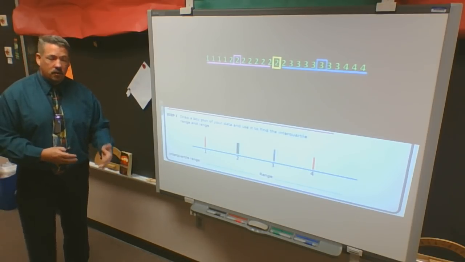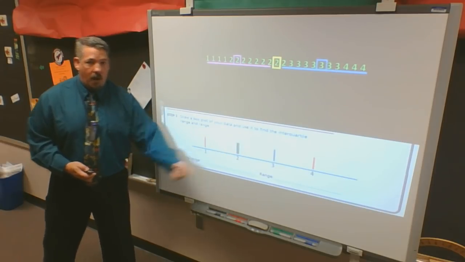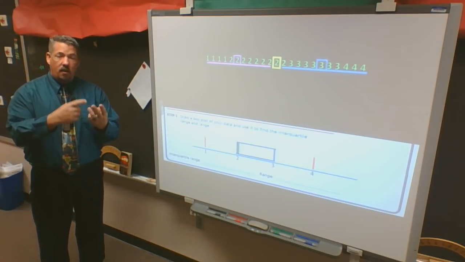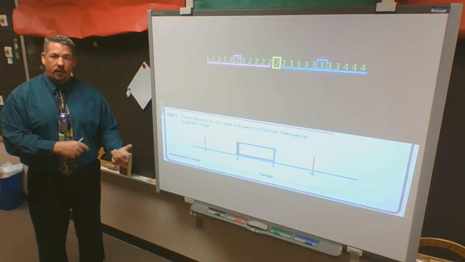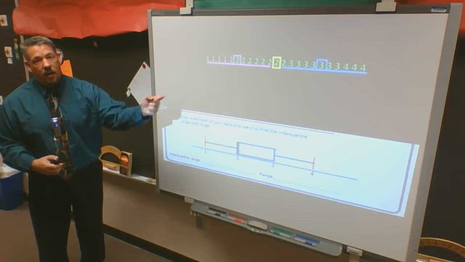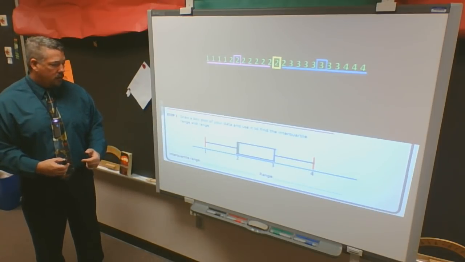Make it a box plot. I box in the top and the bottom of those 3 center numbers. That includes the median, the lower quartile, the upper quartile, boxed in together. And then I connect my lowest number to the box, and then I connect my highest number to the box.